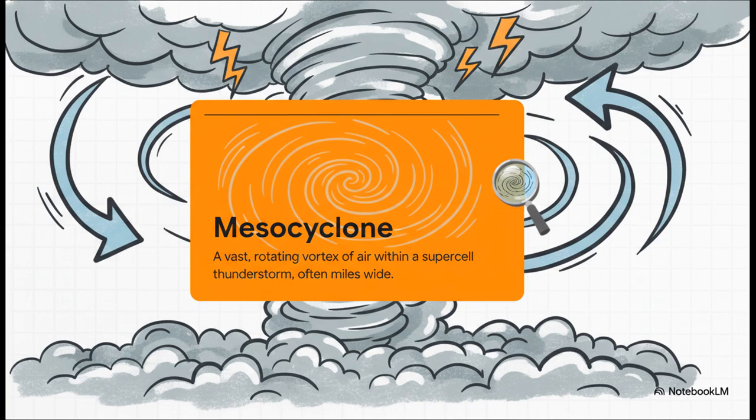We're not talking about some small vortex here. This is a vast storm-scale rotation. We're talking miles wide, spinning deep inside the thunderhead. At this point, the storm has officially become a supercell. It's organized, it's rotating, and believe me, it is now incredibly dangerous.